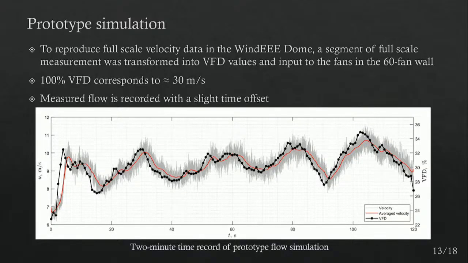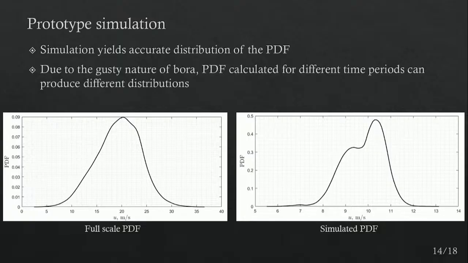There's a slight offset in time, simply because the fans are in one position and the Cobras are far away from the fans, so we have a certain offset here. If we do a PDF, a probability density function of this, this is a full scale, so taken from the meteorological mast, and here's what we get in the windy dome.